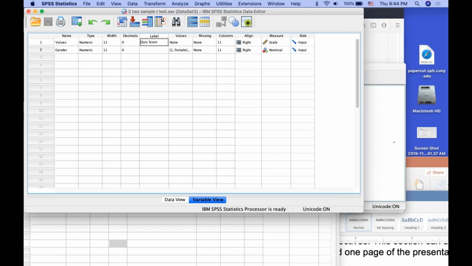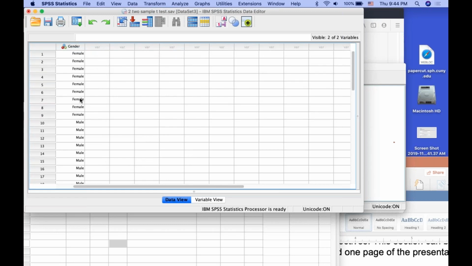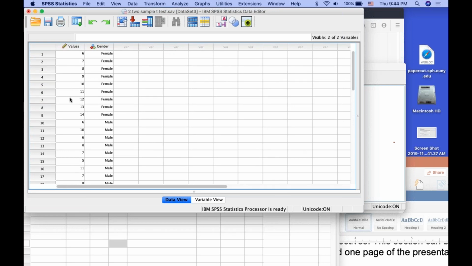Whatever it happens to be. So those are the quiz scores, and this is the sex or gender. So I go back here, I'm going to say turn on the value labels, and you can see that these are the population of males and females. These are their various scores, and I want to find out whether... now I have gender in a numerical variable.